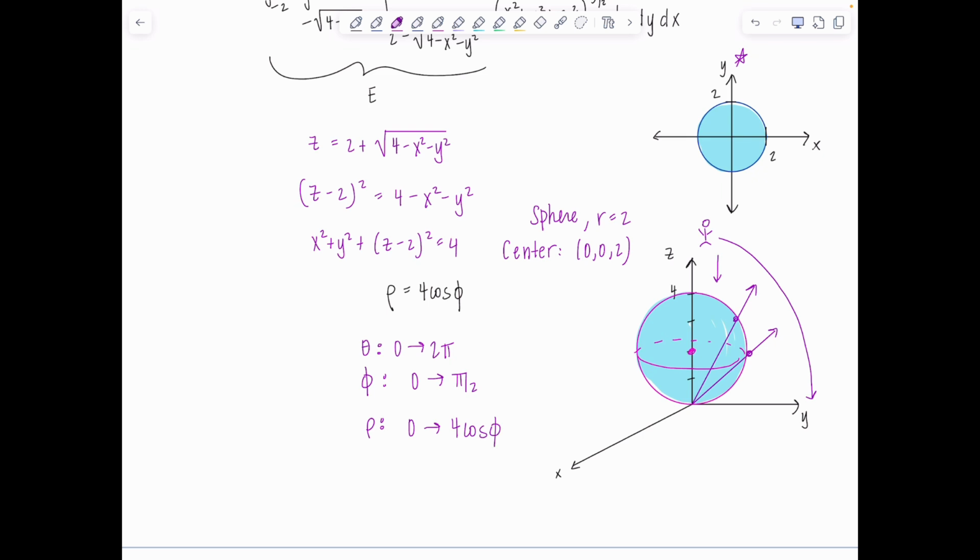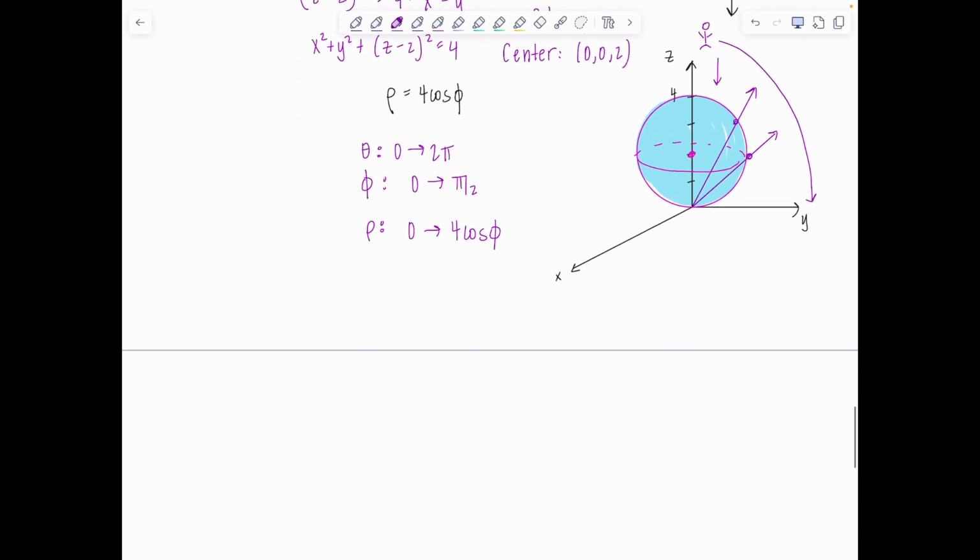And then you have to actually do the integral. Do you need me to do it? Because you just convert it to spherical, right? And then you just go from there. Isn't it just like rho squared? Yeah. So you have 0 to 2 pi, 0 to pi over 2, 0 to 4 cosine phi.